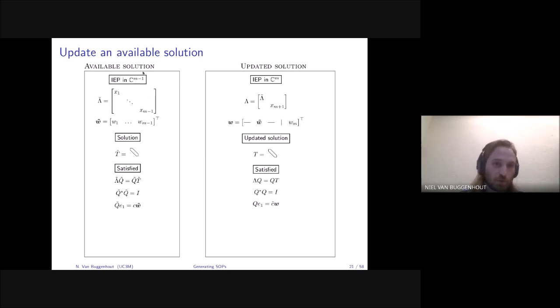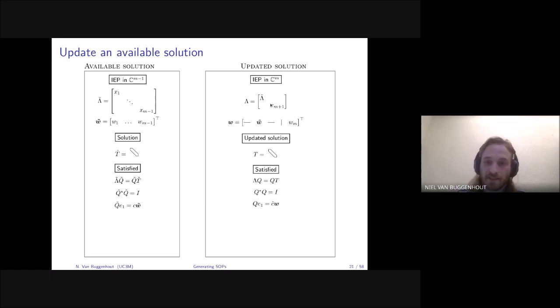And yeah, here we have the formulation of the inverse eigenvalue problem, so our lambda and our weights W. And then we have the solution, the tridiagonal matrix, and then we have the three things that must be satisfied. And on the right, we have our updated solution, so what we want to achieve, that is our lambda is now the lambda twiddle from the left, and so this should be XM, not XM plus 1.